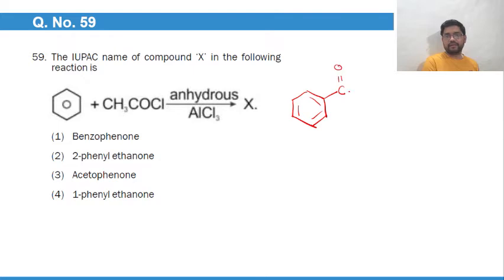C double bond O, CH3. So this carbon atom, what is it? Carbon to carbon single bond is ane, and it is a ketone, so ethanol. So it is 1-phenyl ethanol. Do we have 1-phenyl? Yes, we have 1-phenyl ethanol. Option number 4 will be the best answer.